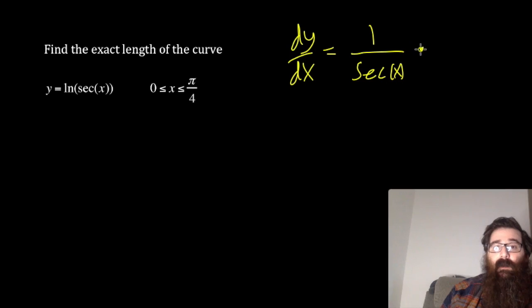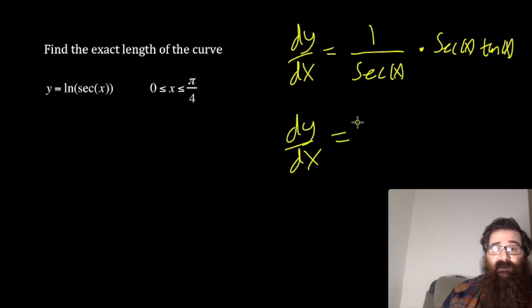But I'm not quite done, right? Remember with chain rule, we have to multiply by the derivative of the inner function. So I have to multiply by the derivative of secant. And the derivative of secant is secant tangent. So I get 1 over secant times tangent. I can clean this up right away because secant divided by secant is going to cancel. So in fact, my derivative just leaves me with tangent of x.